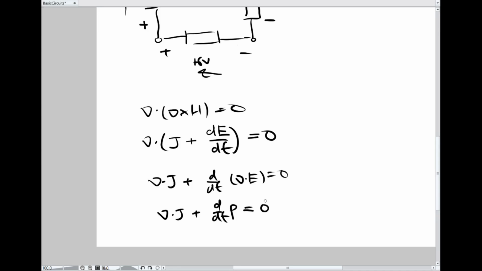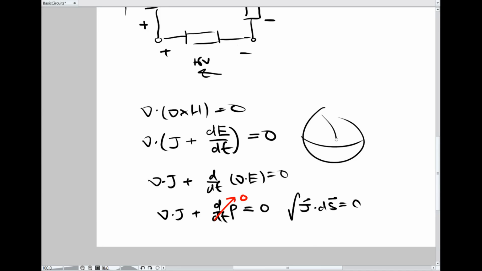Now, remember, we're assuming DC here, and we're going to later on assume DC to a fault. So we're going to ignore parasitic capacitances and high-frequency capacitances. So nothing's changing in time. So this is 0. So we have the divergence of J is equal to 0. Or, equivalently, the surface integral of J dS over any closed surface is 0. So if I have anything closed, the total amount of current coming out of it will be 0.